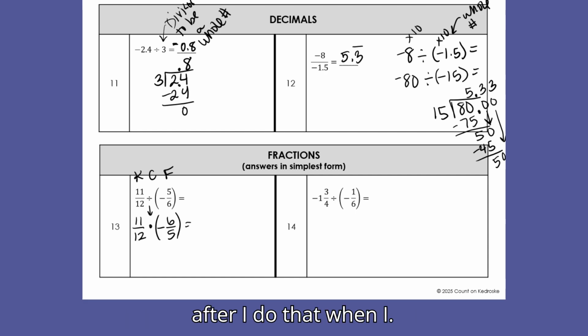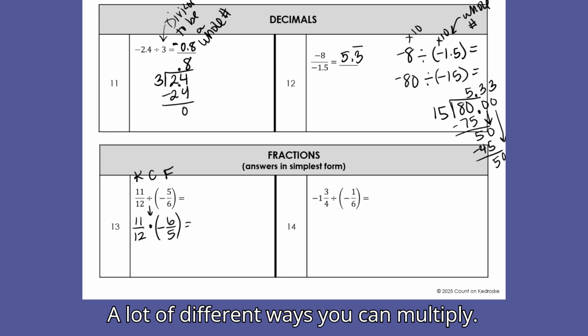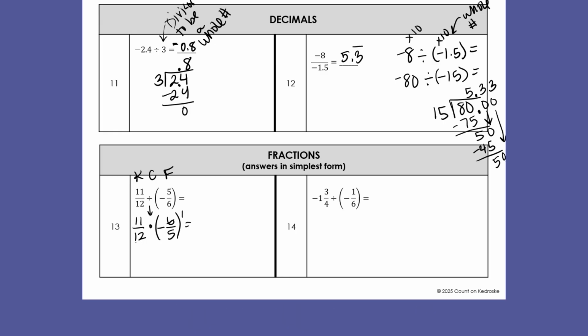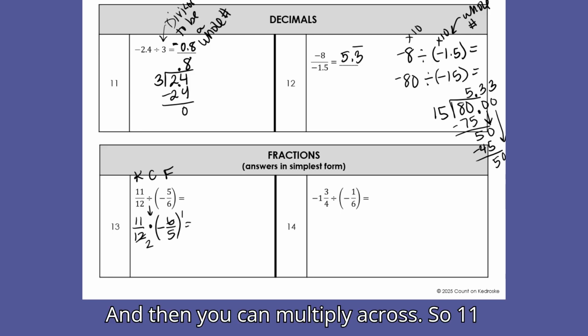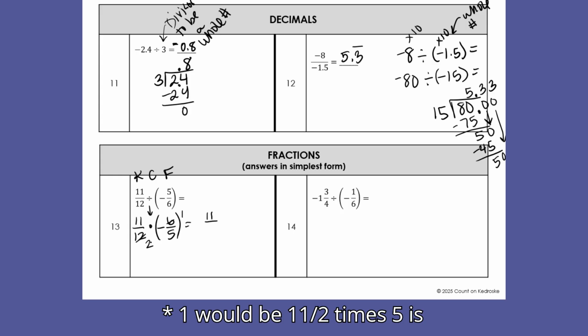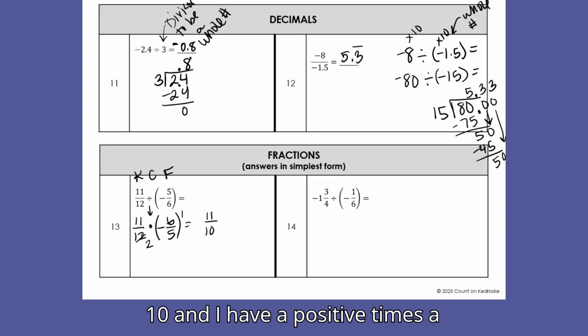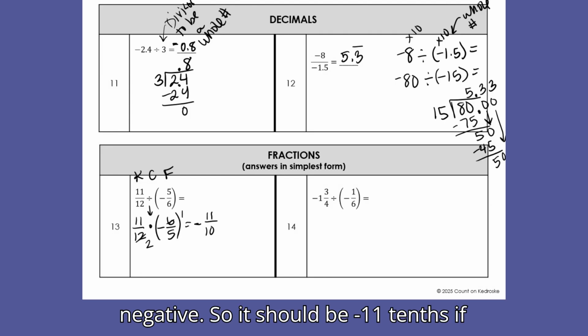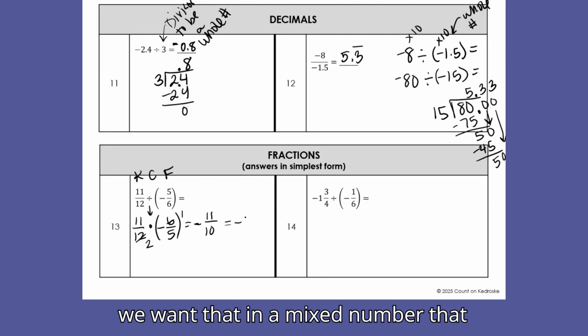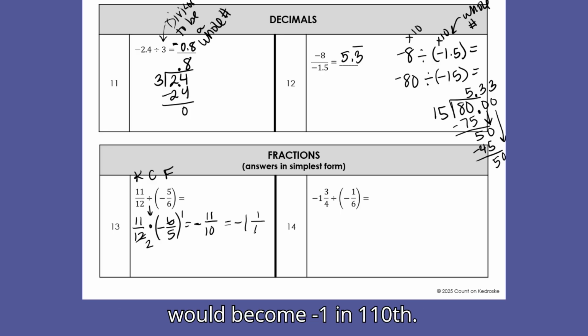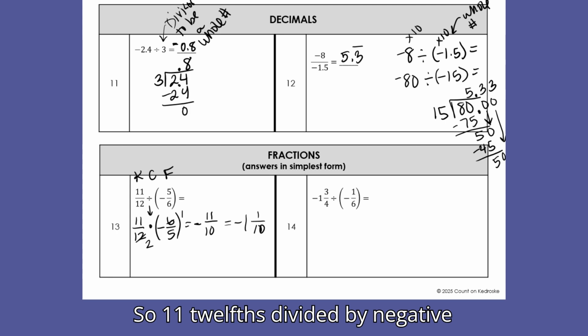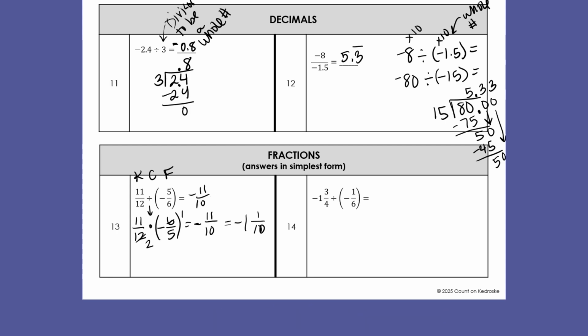After I do that, there are a lot of different ways you can multiply. You can simplify first, and then you can multiply across. So 11 times 1 would be 11. 2 times 5 is 10. And I have a positive times a negative, so it should be negative 11 tenths. If we want that as a mixed number, that would become negative 1 and 1 tenth. So 11 twelfths divided by negative 5 sixths would be negative 11 tenths, or negative 1 and 1 tenth.